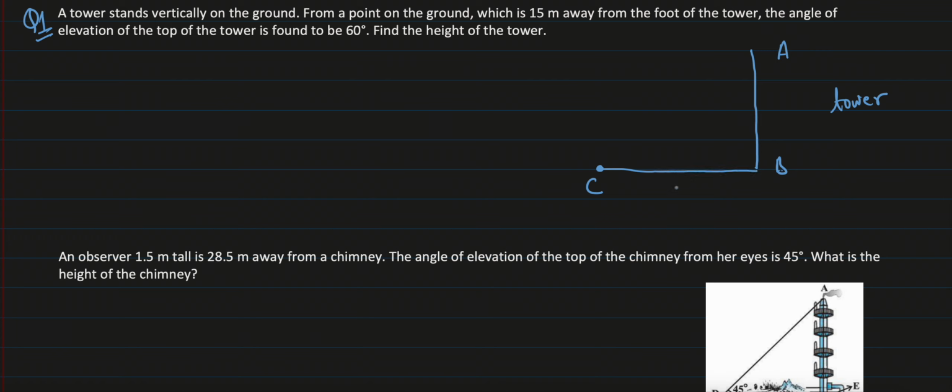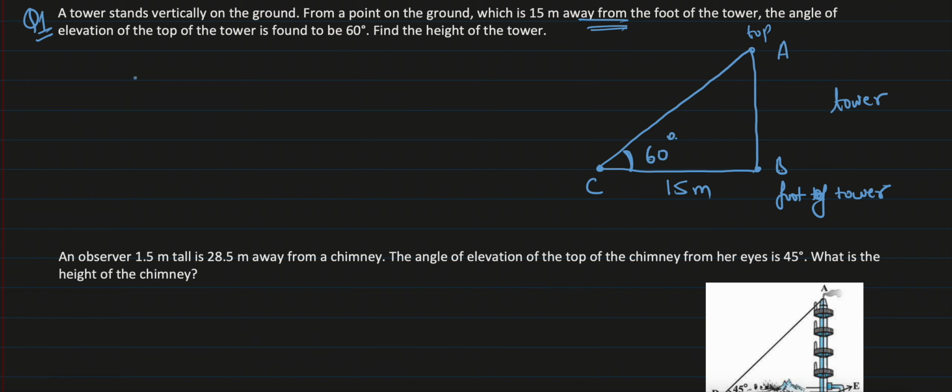Now, which is 50 meters away from the foot of the tower. So this point is 50 meters away. This is the foot of the tower. And from here, this point is 50 meters away. Now, from this point, the angle of elevation of the top of the tower, this is the top of the tower. So from here, the line of sight goes like this, and this is called the angle of elevation, which is given to be 60 degrees.